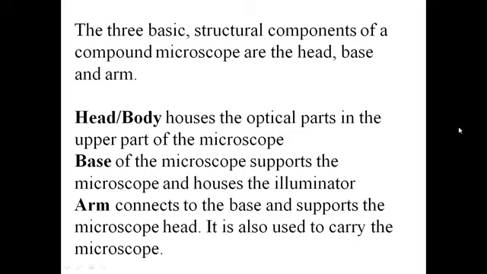Then we have the middle portion of the microscope, that is the arm portion. We can say the arm portion is the part of any microscope which connects two parts of the microscope, that is the head portion and the base portion. And it also helps you to carry the microscope. Okay, so these are the three different parts of your microscope.